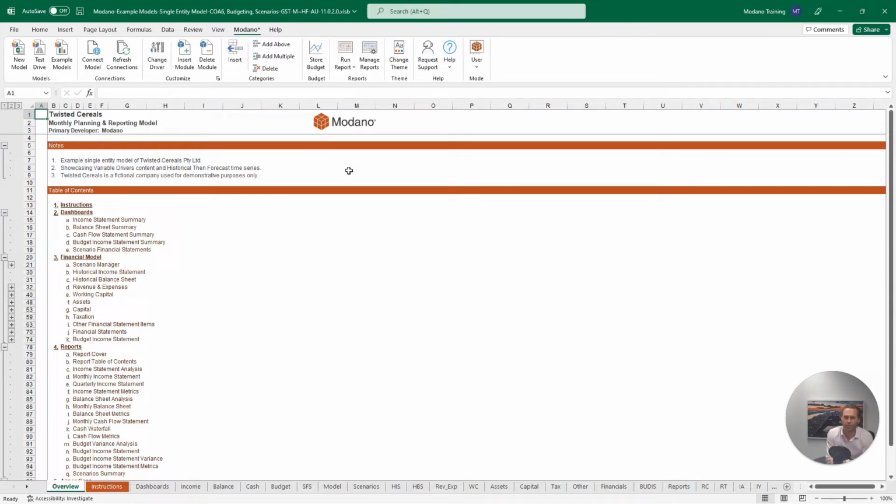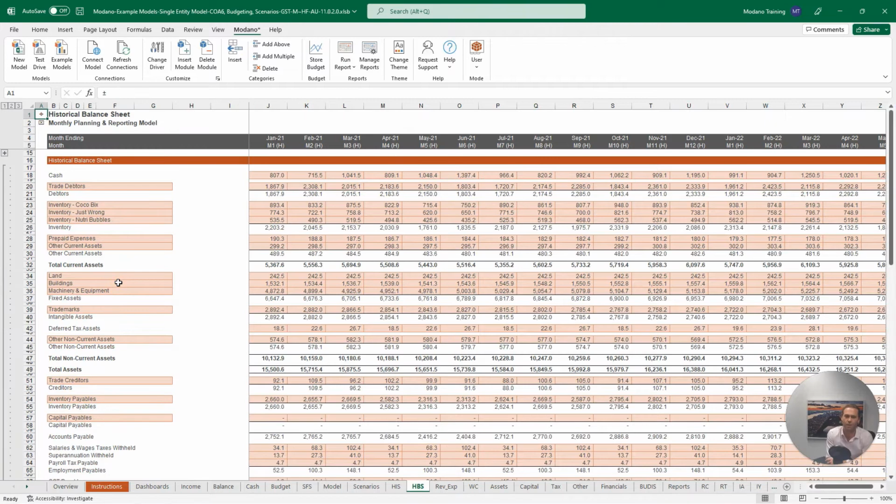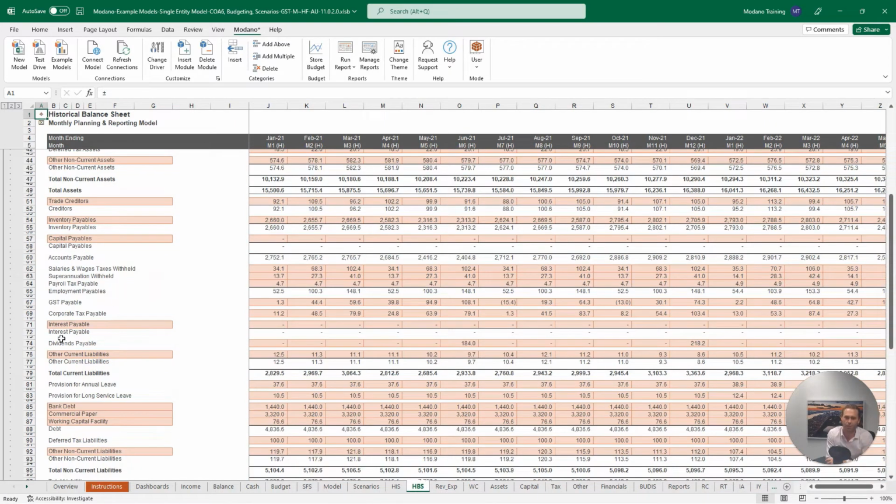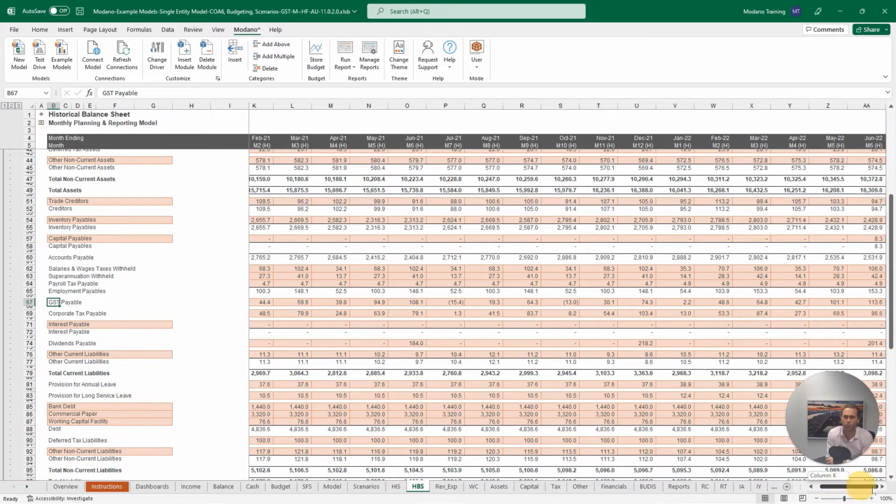When your historical GST information is brought into your financial model from your accounting package, your historical GST payable is brought into the historical balance sheet within the current liabilities section above corporate tax payable. And if we scroll across our time series to our last historical period of June 2022, you can see that we have a closing GST payable balance of 113.6.